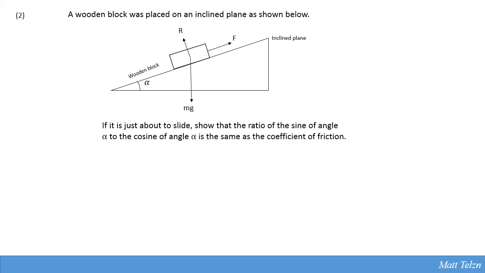Now they said if it is just about to slide, show that the ratio of the sine of an angle alpha to the cosine of an angle alpha is the same as the coefficient of friction. Now let's look at our solution. Let's see where marks are allocated. Okay, correct formula. Remember, correct formula.